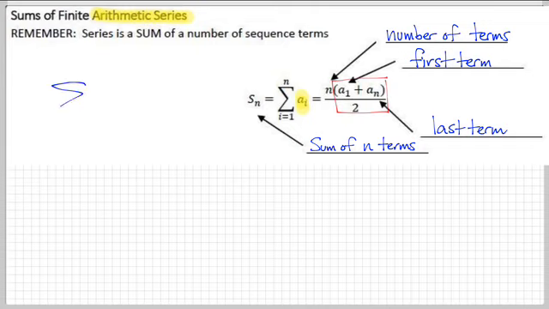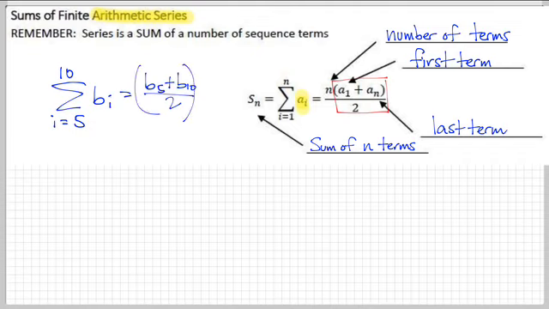So suppose I have the sum of, let's start with i equal to 5 to 10, of some arithmetic sequence. I'm adding up terms 5 through 10. So what I do is, I want to find the average of the first term all the way to the last term. In this case, the first term is term number 5. So the fifth term to the 10th term, find the average, and then multiply it by the number of terms that I'm adding up.